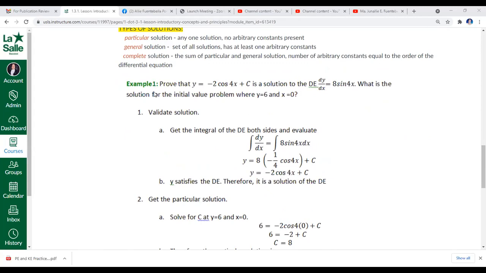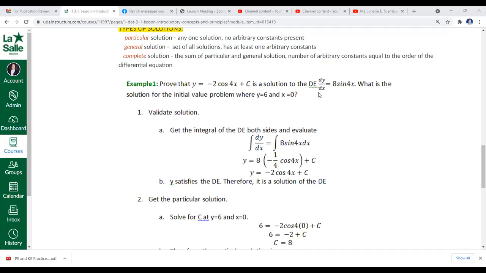And I will start with this number 1 example. Prove that y equals -2 cosine 4x plus c is a solution to the DE dy/dx equals 8 sine of 4x. So you have to prove that, that's the first thing. What is the solution of this initial value problem where y is equal to 6 and x is equal to 0? Now let me first explain what is an initial value problem.